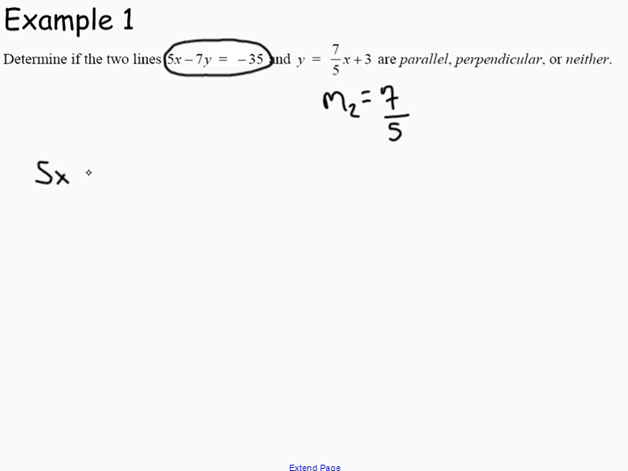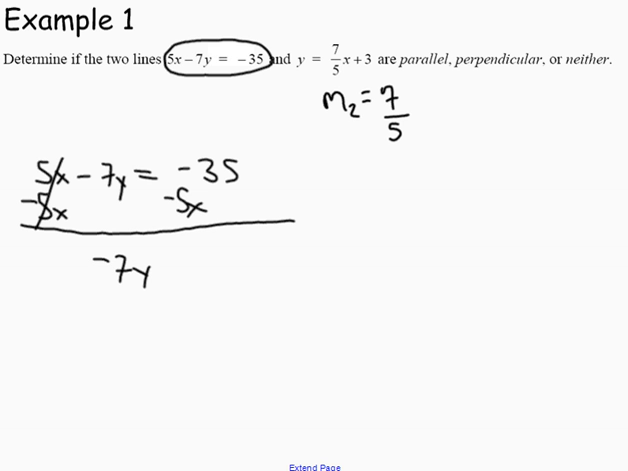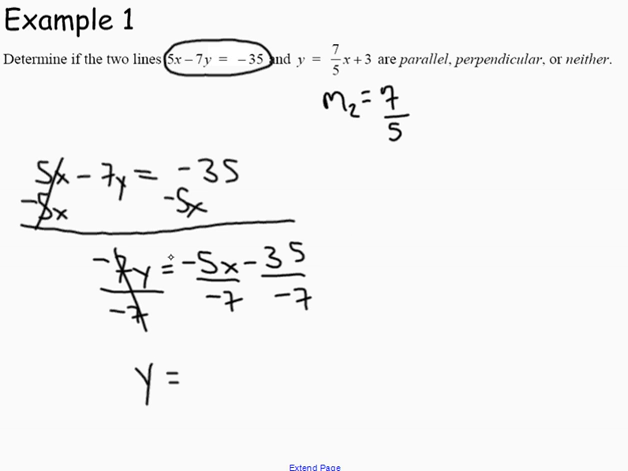So it says 5x minus 7y equals negative 35. So you're going to subtract 5x from both sides. This cancels out. We get negative 7y equals negative 5x minus 35. Divide by the coefficient of y. These cancel out. We get y equals, so these negatives here are going to cancel out, so we get y equals 5 over 7x plus, again, these negatives will cancel out, plus 35 over 7 is 5.